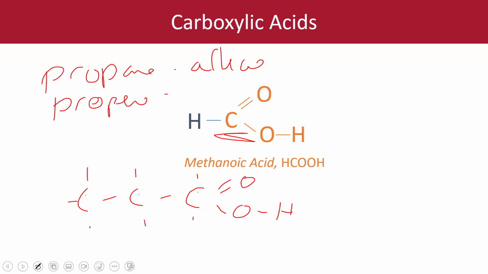Farhan, go on, what is it? It is propanoic acid. Propanoic acid, right? So you've got propane, an alkane, propene, an alkene. Propanoic acid is 3 carbons with the functional group sticking out the side of it.